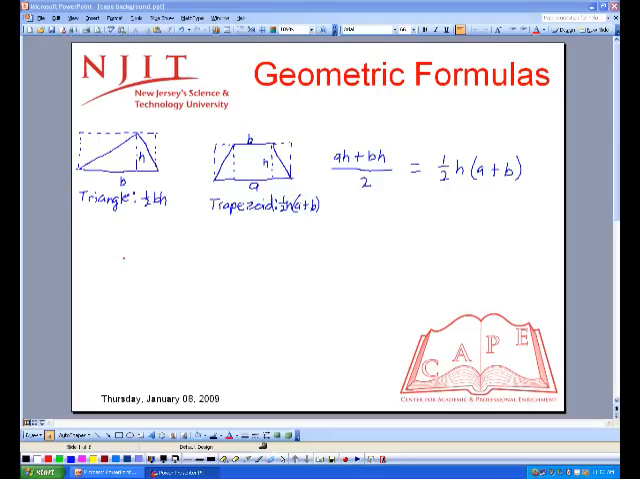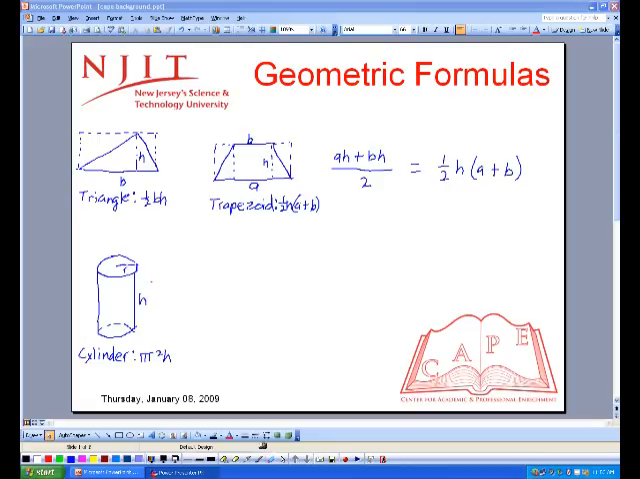Now let's go to volumes. The volume of a cylinder is going to be pi r squared h, with the height h and the radius of the base as r.